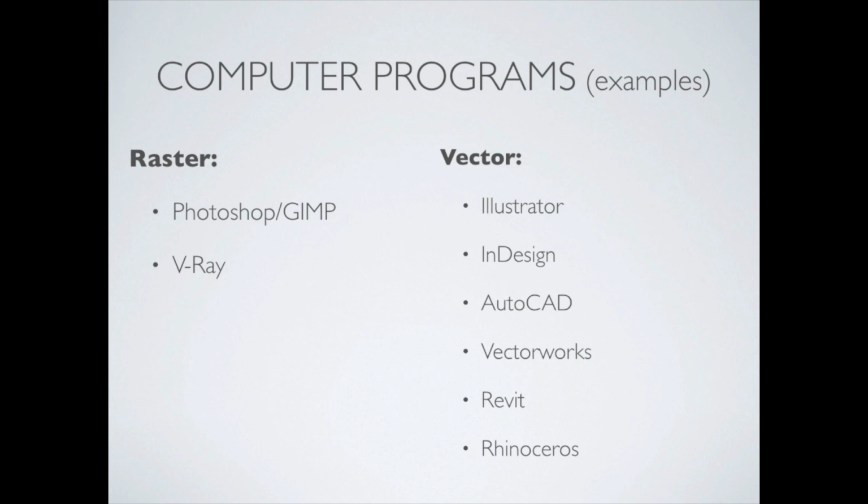Computer programs fall into two categories. Photoshop, V-Ray, and image-based programs are going to be on the raster side of things. The vector side is going to be Illustrator, InDesign, AutoCAD, SketchUp, Vectorworks, Revit, and Rhino. Those are all vector-based programs.